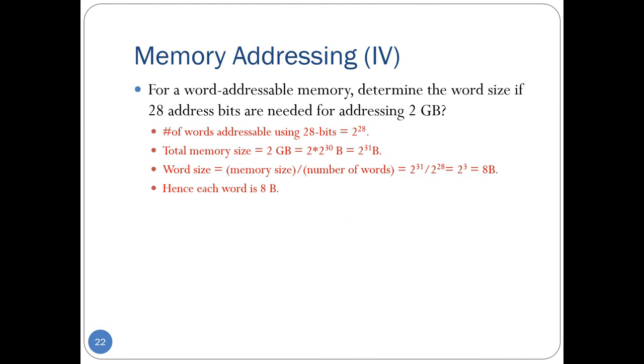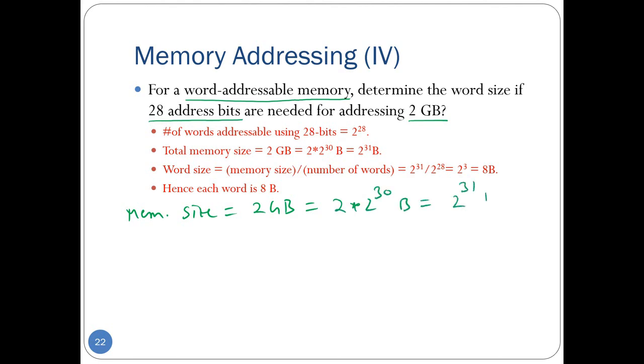Now this last problem on memory addressing is slightly different. We again have a word addressable memory, but we are given the total size of the memory, which is 2 gigabytes, and we also know that we have 28 bits in our addresses, but we don't know the word size. So let's find out the word size from here. Memory size is 2 gigabytes, which is 2 multiplied by 2 to the power 30 bytes, which is 2 to the power 31 bytes.